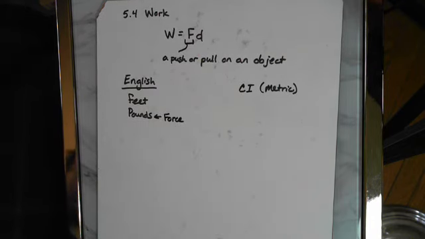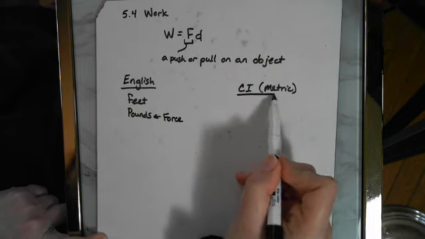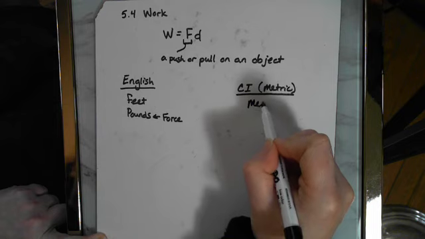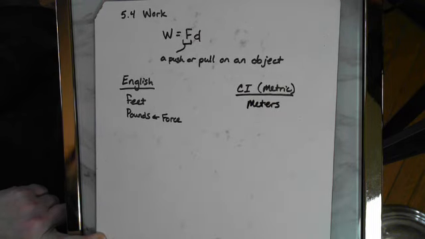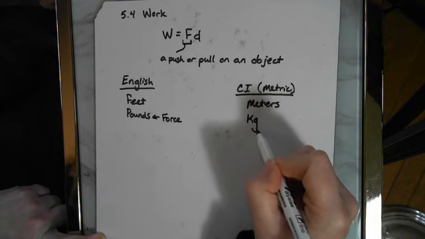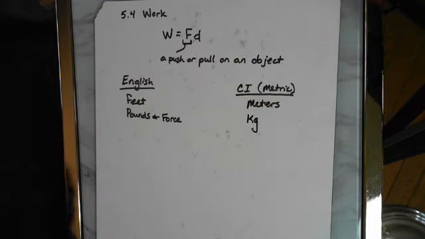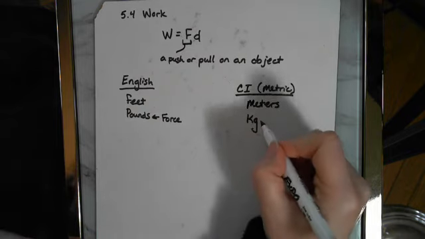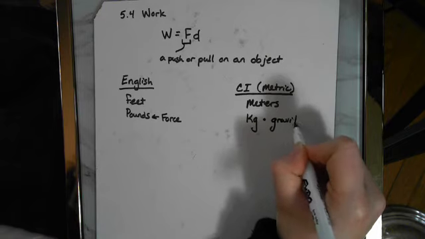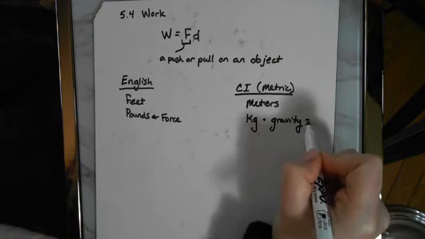an object. If we're working in metric units, though, we're going to be working in meters for our distance. And we're going to be working in kilograms for our weight measurement. Now, because that's technically not a force, when we're given kilograms, we always have to multiply by the gravity constant to turn this into a force.